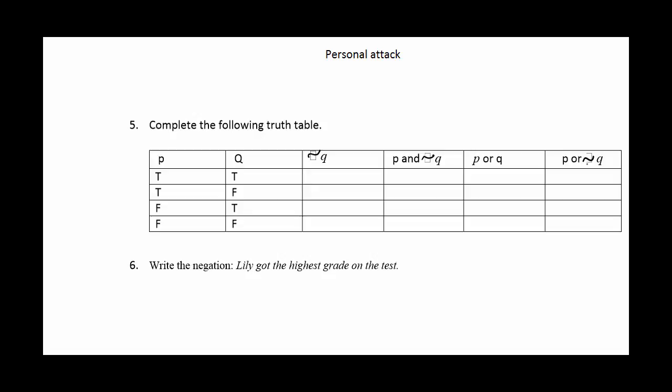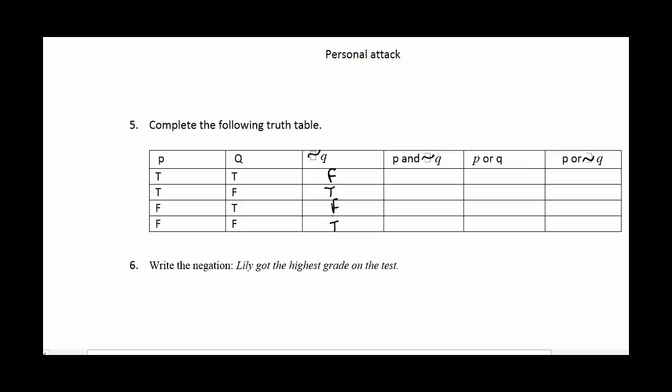Okay, so not Q simply means go to all the Q column and put the opposite of it. So if Q is true, then not Q would be false. That would be true. That would be false. And that would be true. Okay. P and not Q.